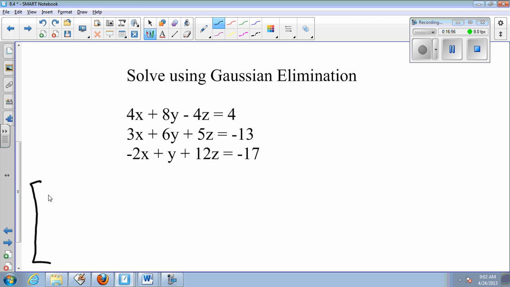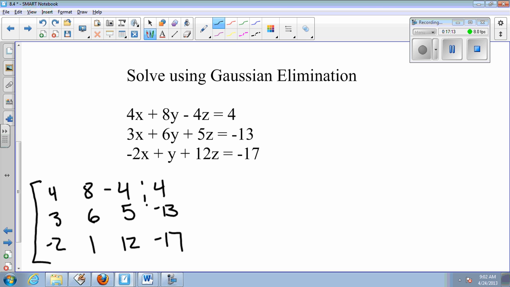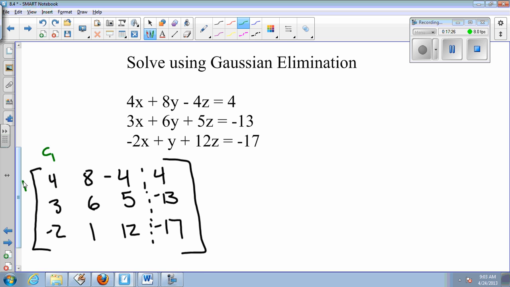So we have our matrix 4, 8, -4, 4, 3, 6, 5, -13, -2, 1, 12, -17. Now, if you look at column 1, none of them are 1s. So we need to see which row is going to be the easiest to reduce. Row 1, 4, 8, -4, 4. Row 2, 3, 6, 5, -13. Row 3, -2, 1, 12, -17.